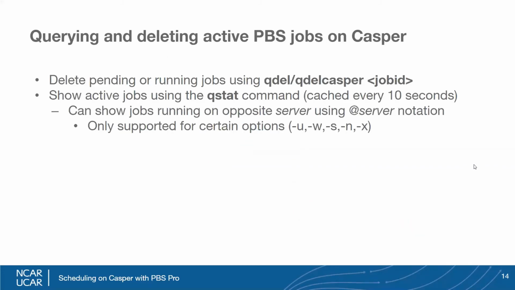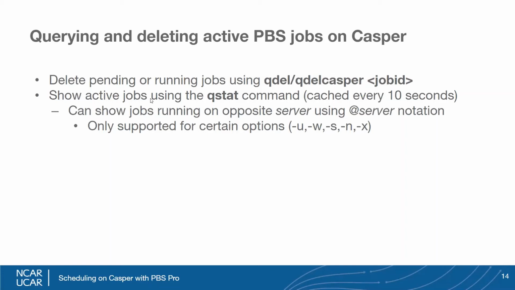So now I'll just talk a little bit about getting information from the scheduler. Deleting jobs is very simple. You can do qdel from Cheyenne, from Casper, or you can do qdel @Casper from Cheyenne, and then provide a job ID of a Casper job.